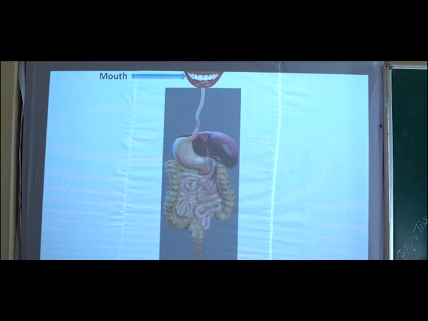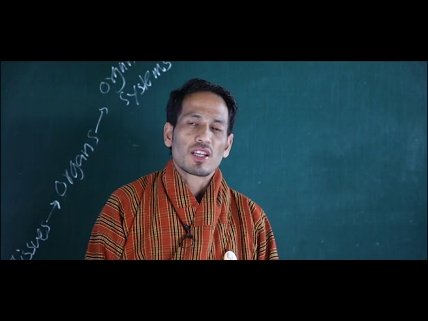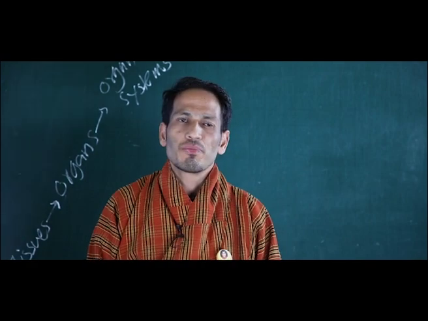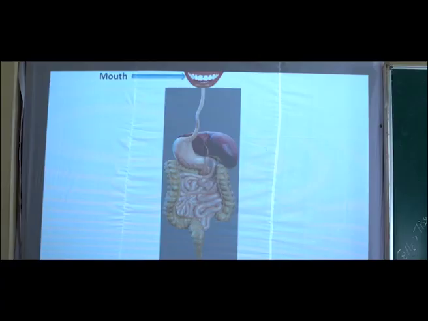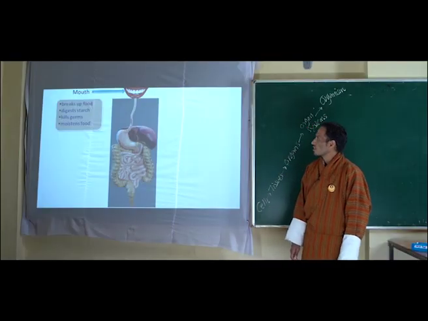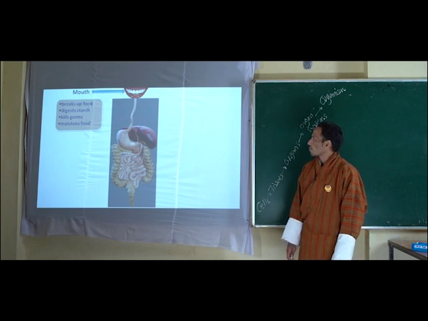The mouth. In the mouth, the food is chewed and broken down into smaller pieces, and the food also gets mixed with saliva. Saliva contains an enzyme called salivary amylase that breaks down the carbohydrates or the starch. So once more, food is broken down into smaller pieces and starch is digested. It also kills germs and moistens food.